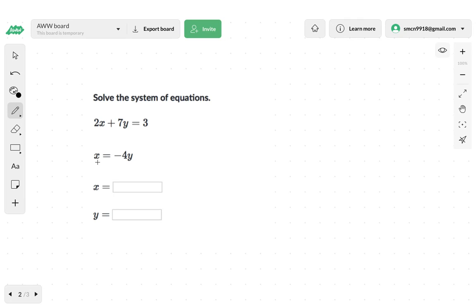So if you try to find the one that's alone, you see the x is alone, so we're going to substitute this one. And every time we see x, we're going to put a negative 4y. So this is going to go in here. So let's start. All right, so we have 2, and I have an x there, so instead of x, I'm going to put negative 4y.